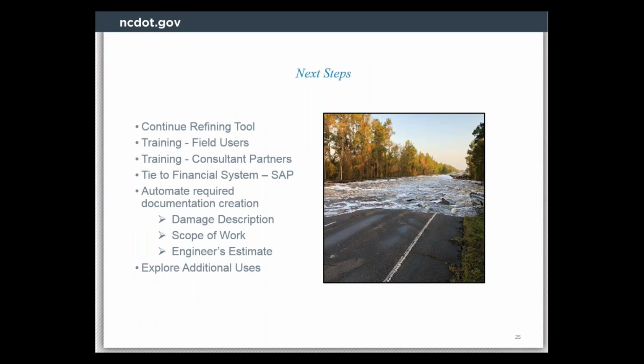Now, moving forward, we're certainly hoping that we don't have another 500 or 1,000-year event anytime soon in our state, but we're going to continue refining the tool. There are things that we learned from deploying this tool with Hurricane Florence that we need to refine and make further modifications for future use. We do need to do more field training. While it was a simple application and people were able to pick it up and use it, we certainly do want to make sure our field personnel, as well as our consultant partners, are comfortable with utilizing this application.